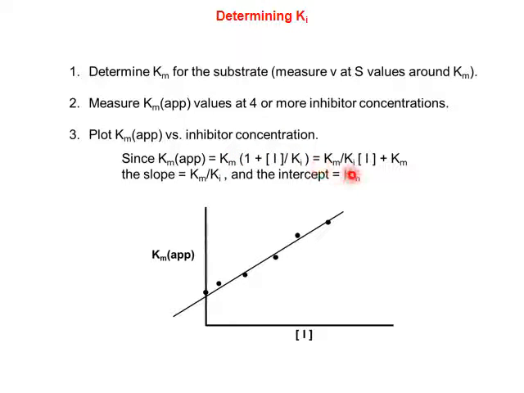And so now we have an equation of y equals m, which is Km over Ki, x, which is I, plus b. So b here is Km, like I said before, because 0 inhibitor would be your Km. Here's your b. Your slope is Km over Ki. And since you know what Km is, and you know what your slope is, you can find Ki. So that's how you could determine Ki for your type of inhibition pattern, by plotting those Km apparent values as a function of the concentration of I.